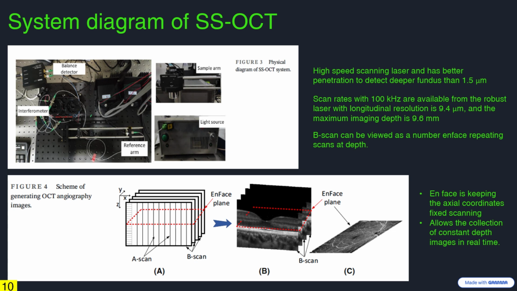A B-scan can also be viewed as N-phase repeating scans along the depth, as in figure 4. So we can see multiple A-scans. By the N-phase we can see the B-scan, and this N-phase keeps the axial coordinates and allows the collection of constant depth imaging in real time.